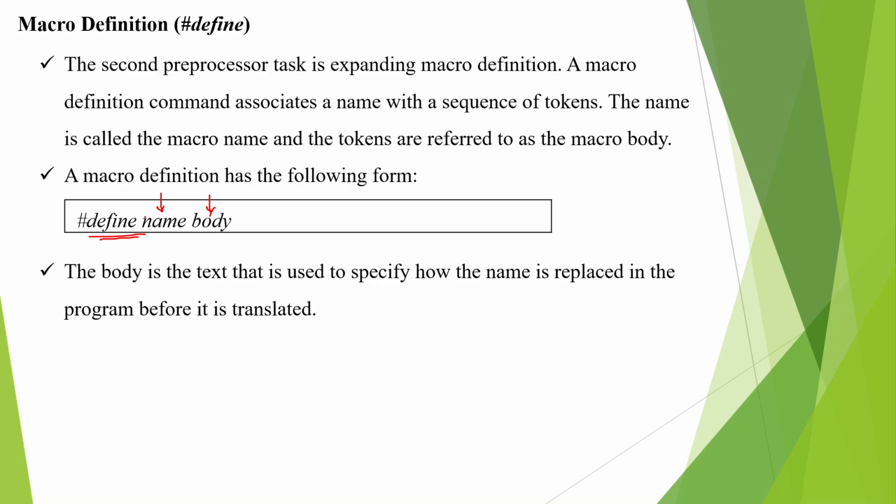This name can be used later on in your code, and wherever you are using this name, during pre-processing that name will be replaced with the body. Whatever body you have given, that name will be replaced with the body. The body is the text that is used to specify how the name is replaced at the time of pre-processing. So it is very simple.